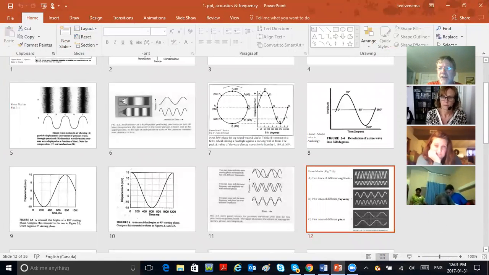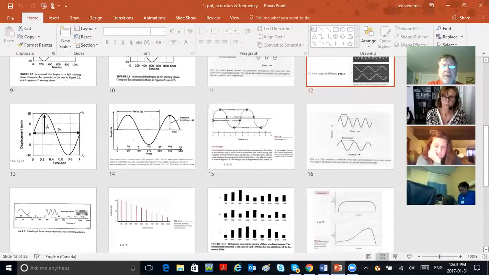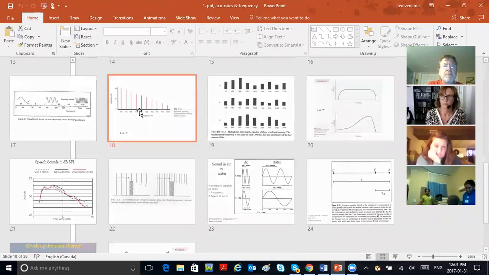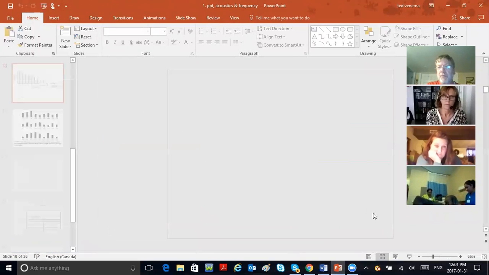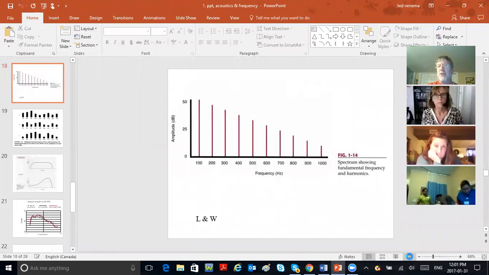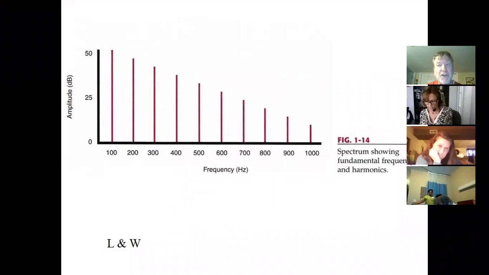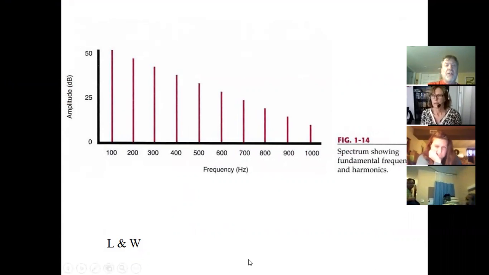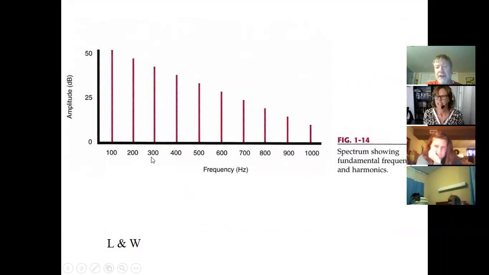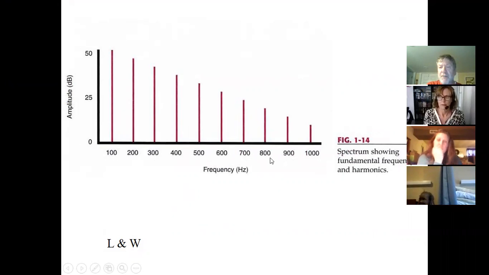Another way to show sound is here. This is a spectrum. This is another way to show sound. And you're going to see this all the way through your HIS course. Okay? When you're looking at this, horizontal frequency. And look at over here. You can see the horizontal axis.